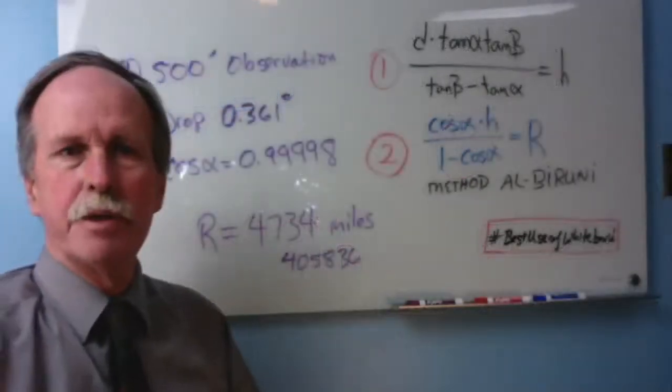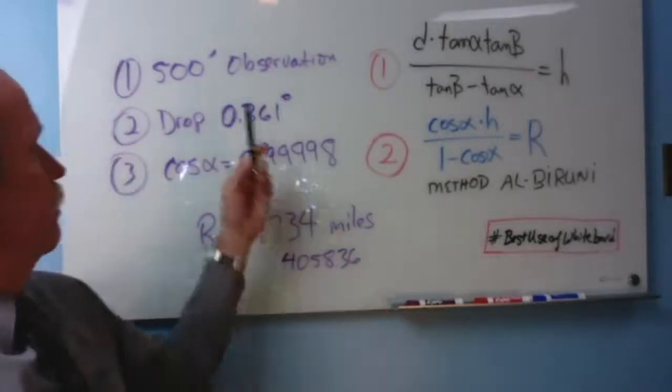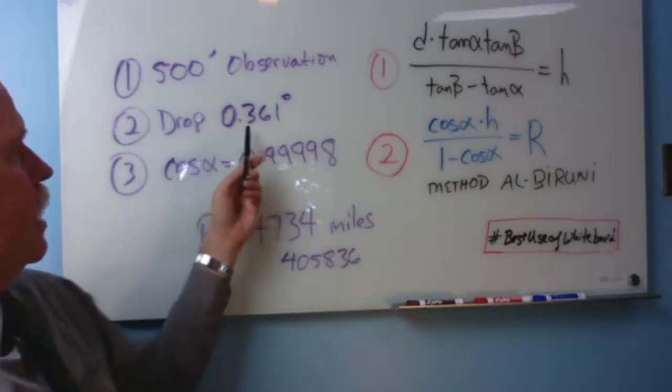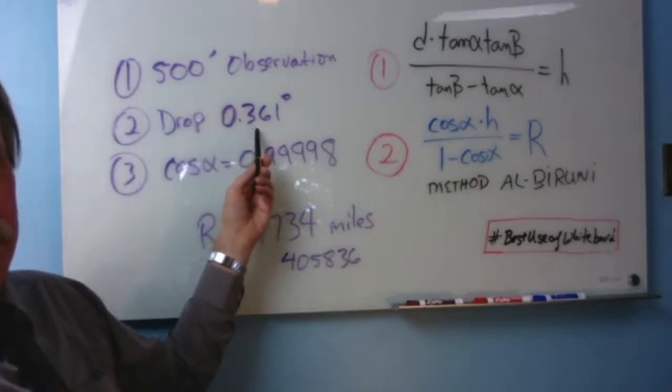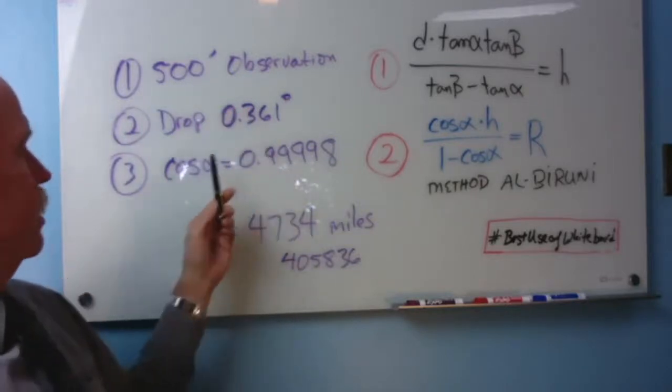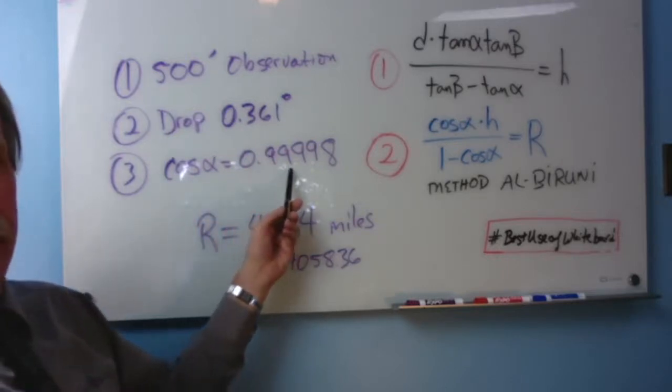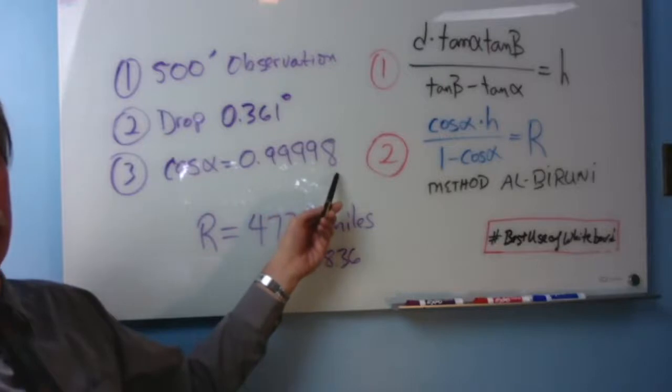Now, let's put some real numbers in with this. If we have an observer height of 500 feet, the drop to the horizon will be 0.361 degrees. The cosine of that angle is 0.99998.